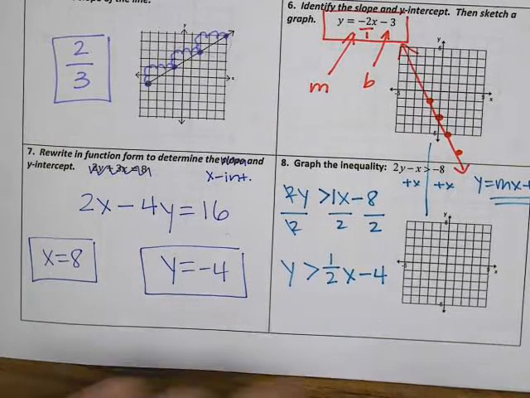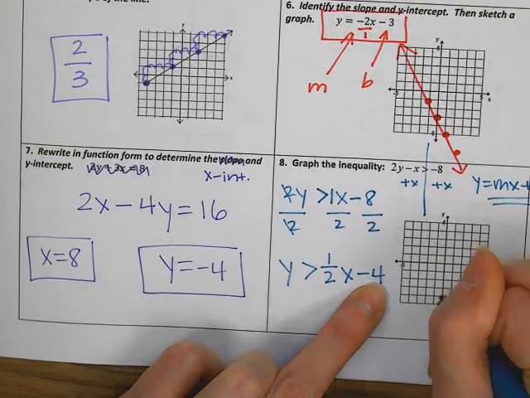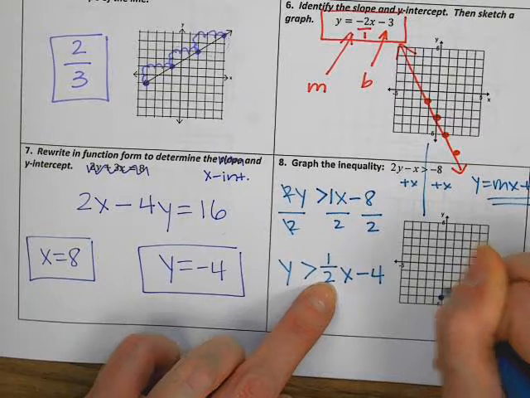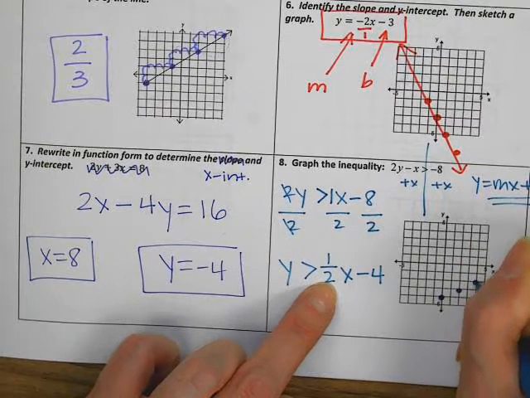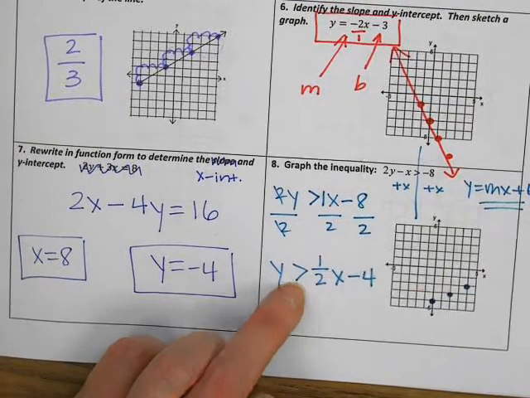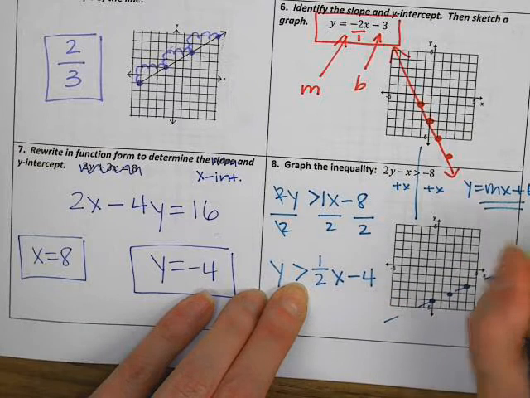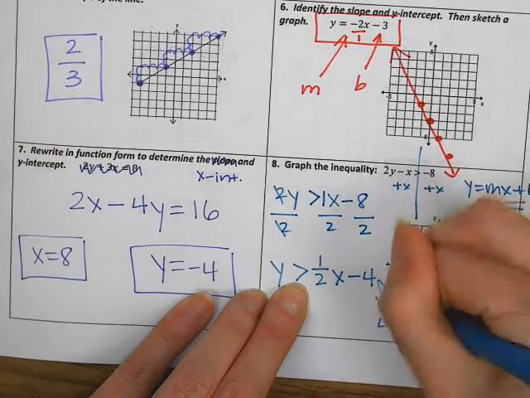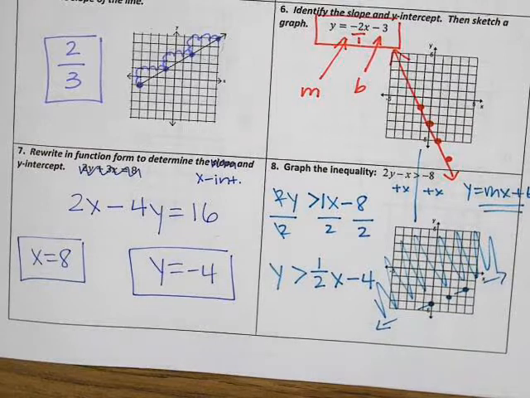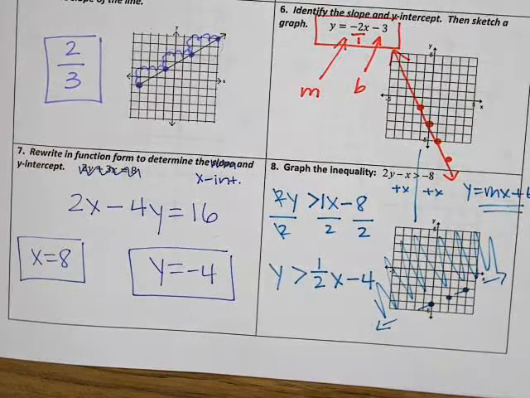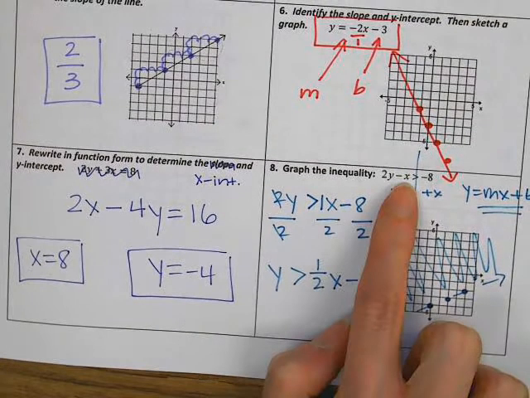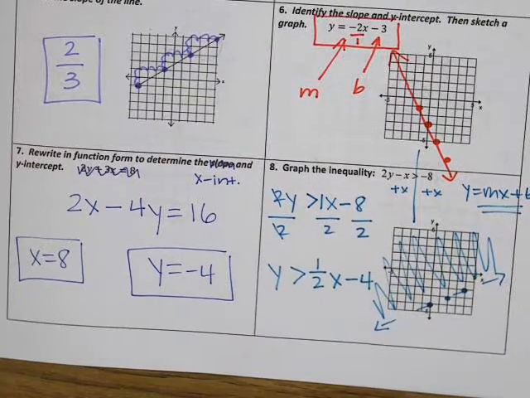And then to graph, it's going to begin at -4. It's up 1, right 2, up 1, right 2. If it's greater, that means it's a dashed line, and we shade everything above. Okay, so be careful on these problems. You have to get y alone first.